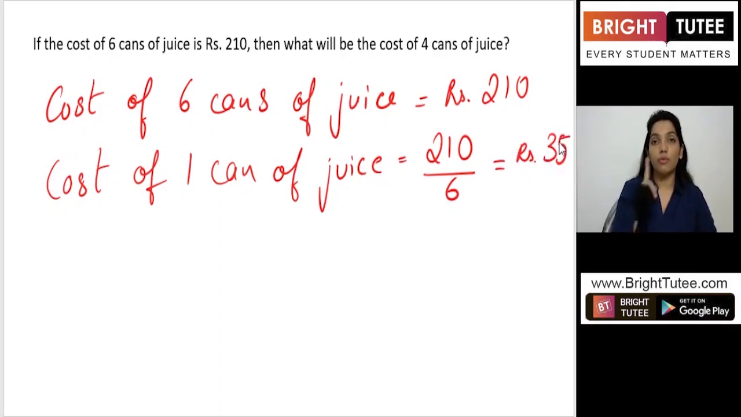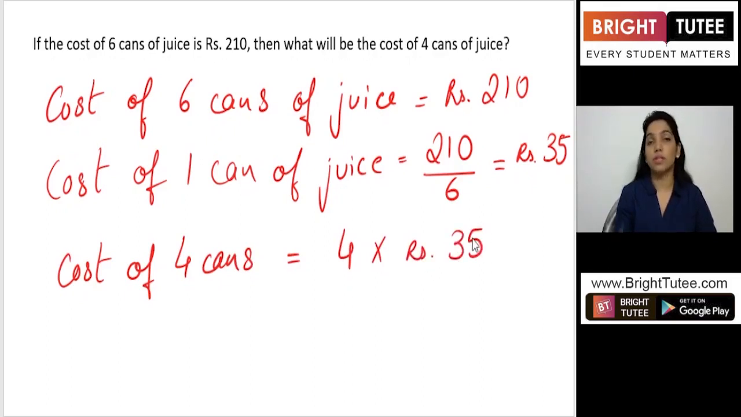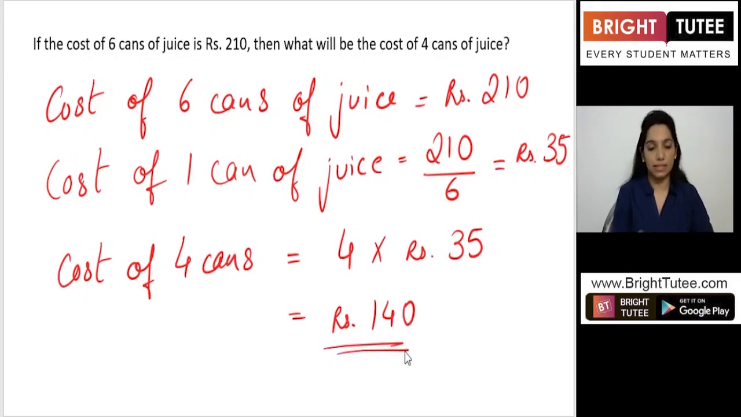So if the cost of 1 can is 35 rupees, how can we find the cost of 4 cans? So the cost of 4 cans is equal to 4 multiplied by 35 rupees, because 35 is the cost of each can. So in order to find the value of 4 cans, we just simply multiply 35 by 4 and the answer is 140 rupees. Is this clear?